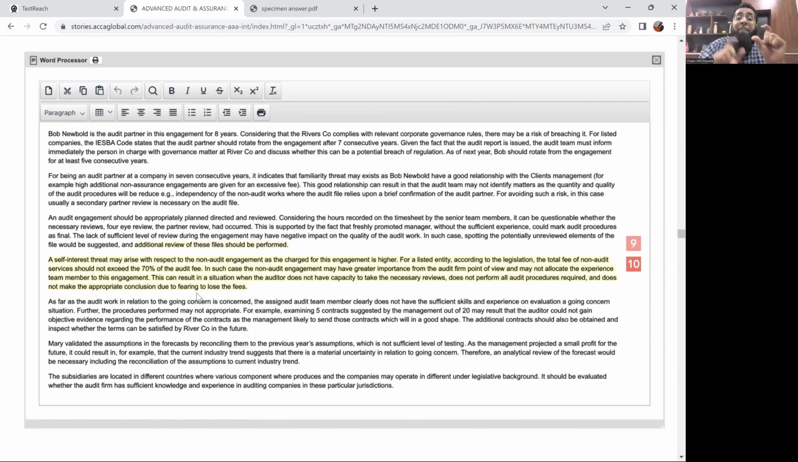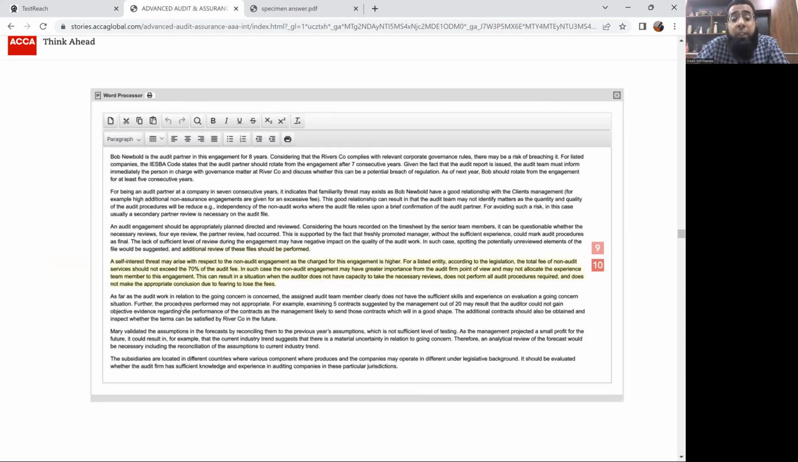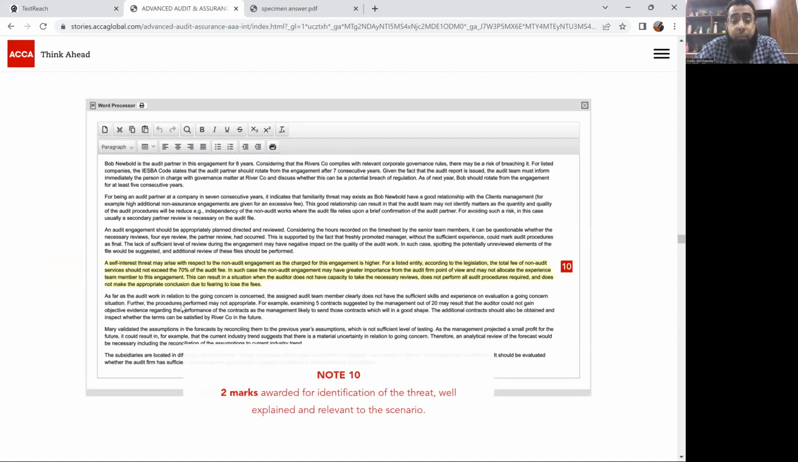So he gave a very well-explained point on self-interest, that the non-audit service was given, its fees were also very high, and that creates a dependency issue. Okay, he just wrote this one paragraph. After that, he moved towards the going concern issue. So as I told earlier, this candidate one has missed many of the technical points, but still he's getting good marks. Okay, now let's read how many marks were given in this paragraph.